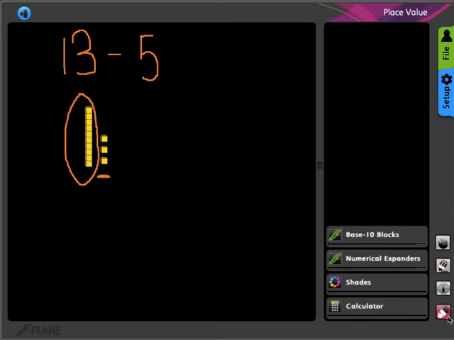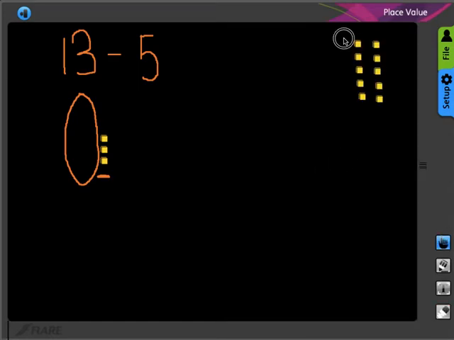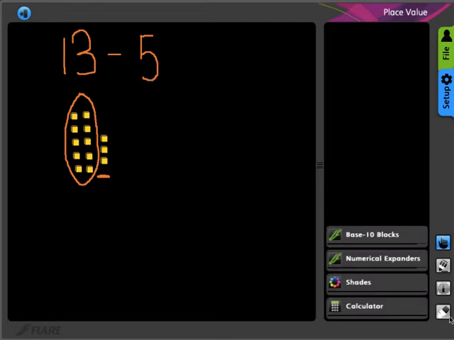We're going to need to trade this 10s block for some 1s. So if we're going to take away a 10 block, we are going to have to add 10 1s, right? We're going to have to bring over 10 1s blocks. So I have 5 and now 10. Our number has not changed. We have 10, 11, 12, 13. We still have 13 blocks, but now it's a lot easier for us to take away our 5.